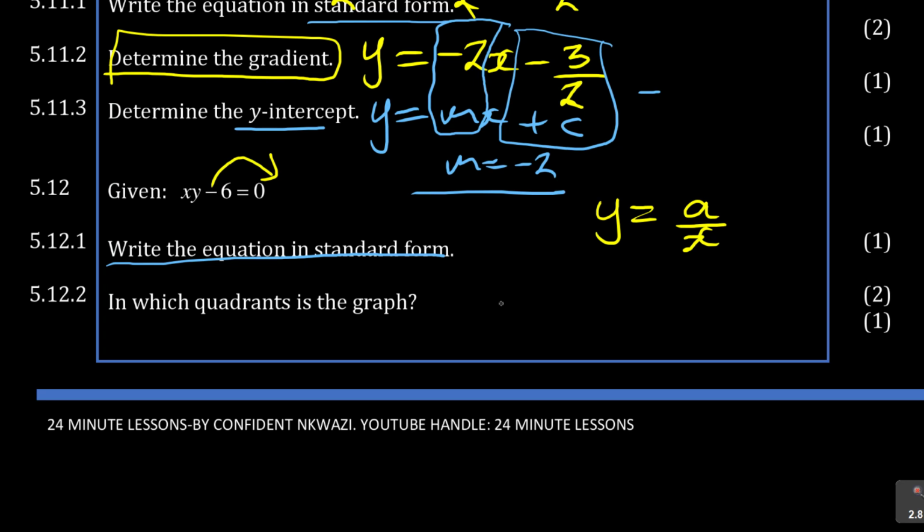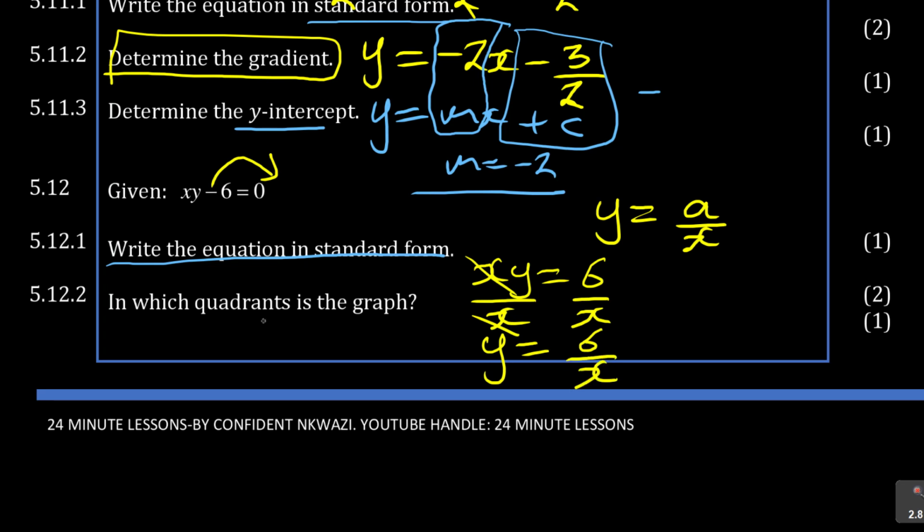So you take 6 to the other side, it will be xy is equal to 6, which is positive 6. And then from there, you don't want x there. Divide by x, divide by x. Then you will have your y is equal to 6 over x. You see that this thing is positive.